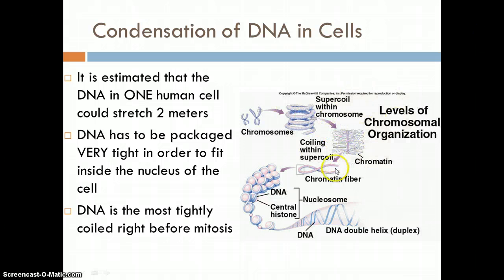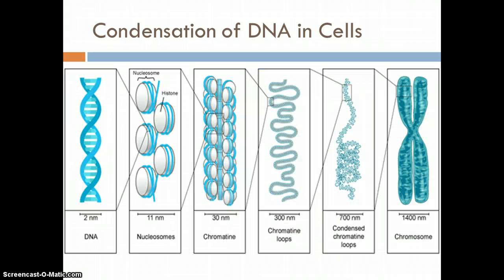When it comes time to create a chromosome, when it comes time to divide the DNA, this stuff is going to get even tighter wound, and eventually it's going to be so tightly packed that it looks like the chromosomes we think of seeing under a microscope. All of this stuff is super, super tightly wound just so it can fit within a cell.